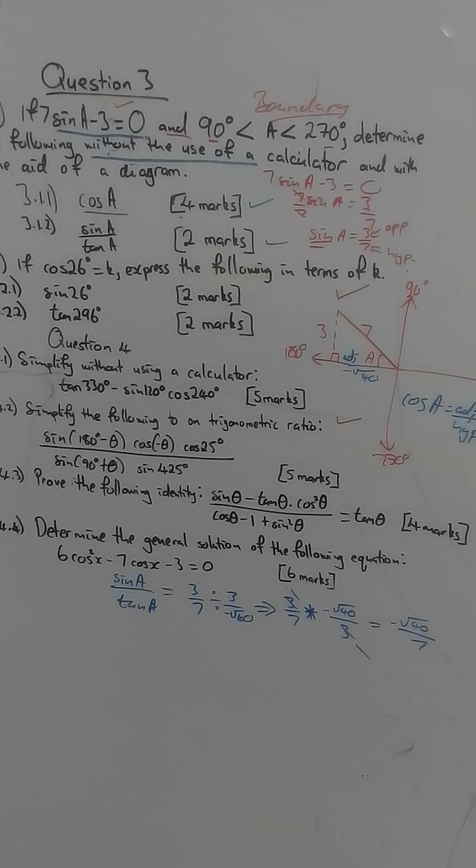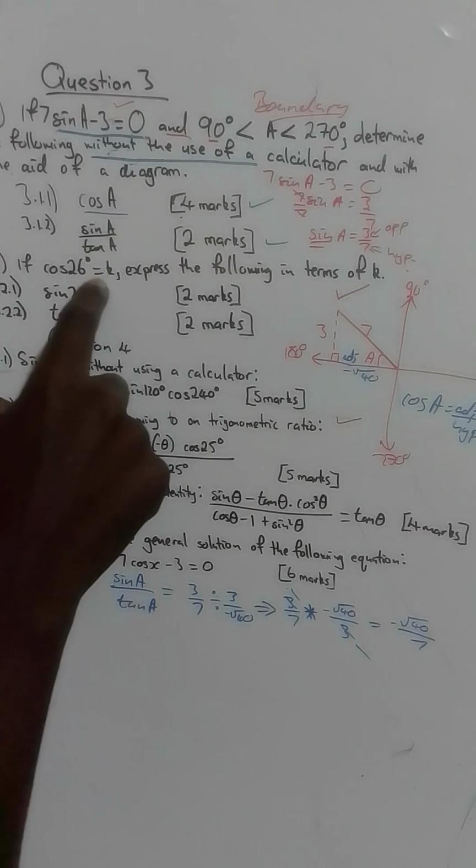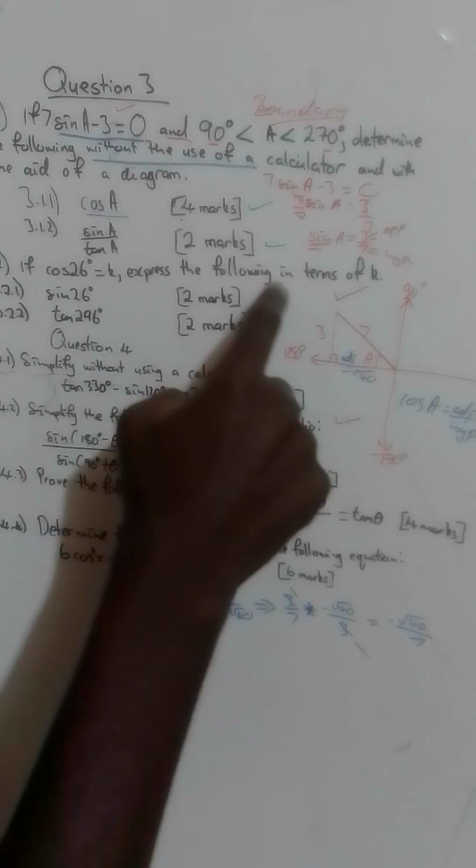Now, let's go to the next question. Question 3.2, it reads as follows. If cos 26 degrees is equal to K, express the following in terms of K. What should we express? Sin 26 degrees and tan 296 degrees. Okay, not a problem. So when you are given cos 26 degrees, what does it imply? It simply implies one thing. It implies that if I'm given 26 degrees here, and this is my 26 degrees, and I'm told that cos 26, so this is my 26 degrees here.